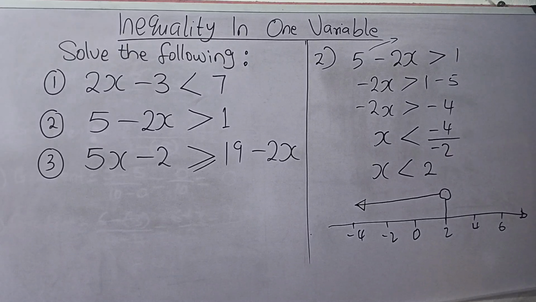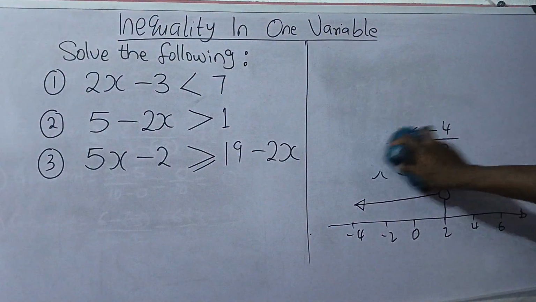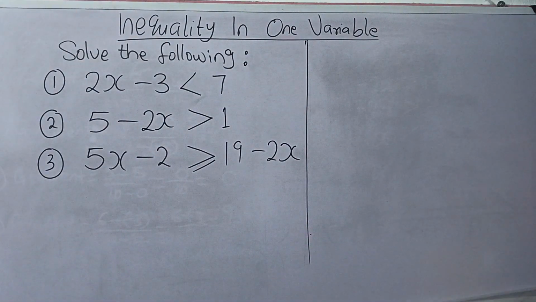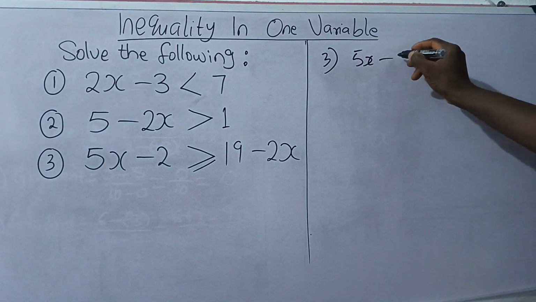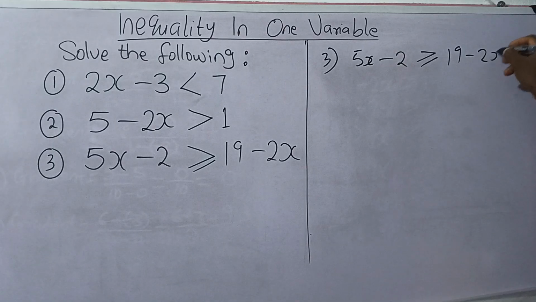Now let's proceed to question number 3. Question number 3 says 5x minus 2 greater than or equal to 19 minus 2x.